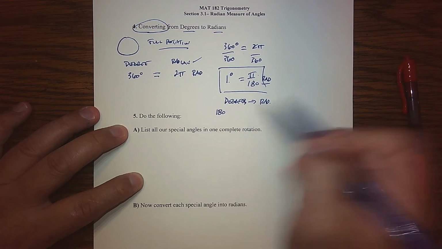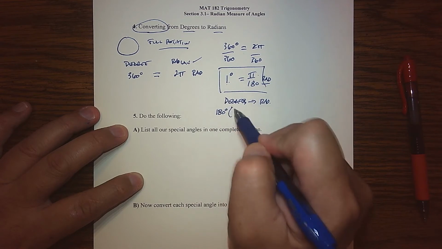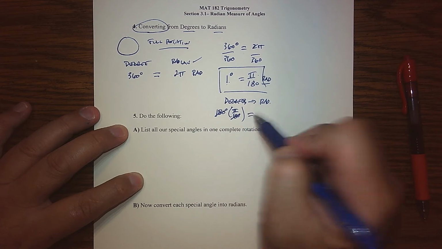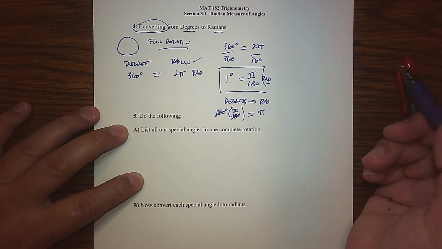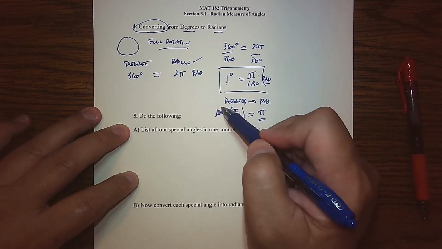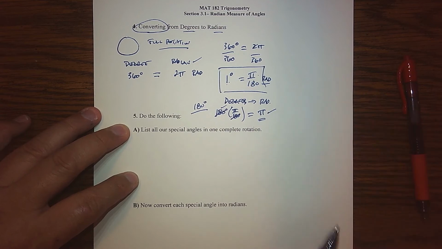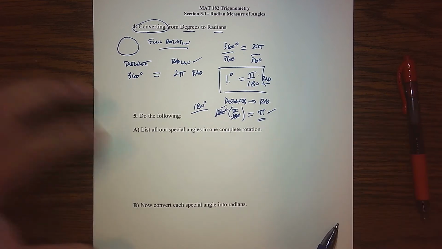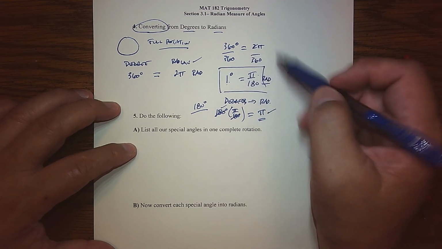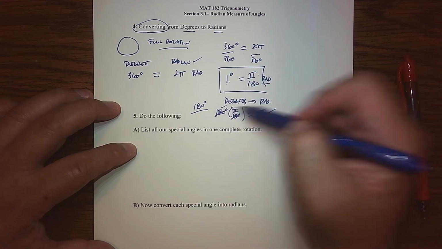I just take the degrees I have, so let's experiment with this. Let's say I have 180 degrees. I take each one of these degrees and multiply it by pi over 180. Of course, the 180s cancel out, and we're left with pi, which should be no surprise because in our little experiment, we found that a half rotation, 180 degrees in degree mode, was equivalent to pi in radian mode. So that's our conversion factor when going from degrees to radians: take each degree and multiply it by pi over 180.